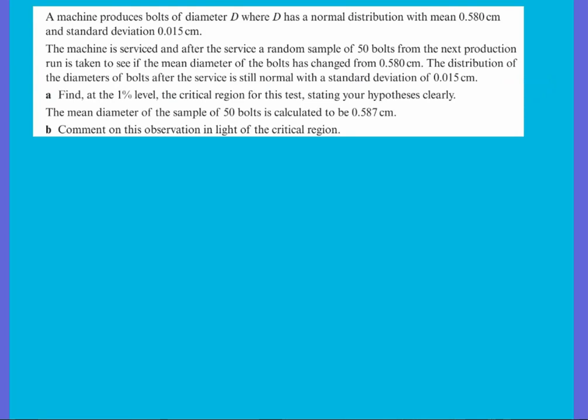Okay, one more question. So this time we have a machine producing bolts of diameter D. So let's just write that down. So let D be the random variable, diameter of the bolts.